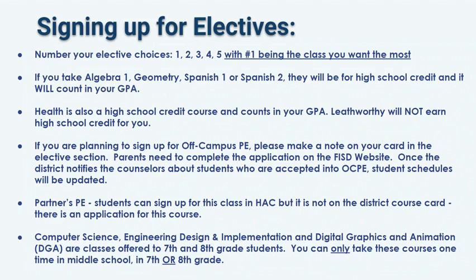Computer science, engineering, design and implementation, and digital graphics and animation are classes offered in 7th and 8th grade. So they're offered to the students in 7th and 8th grade, but you can only take this class one time in middle school. So once in 7th or once in 8th. So remember that when you're signing up for your classes.